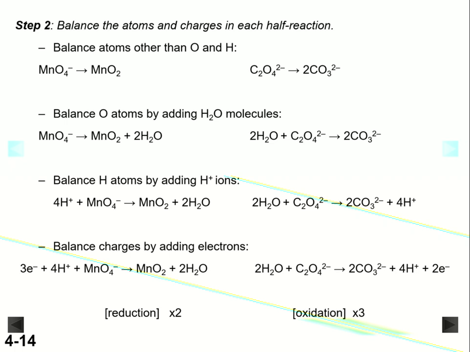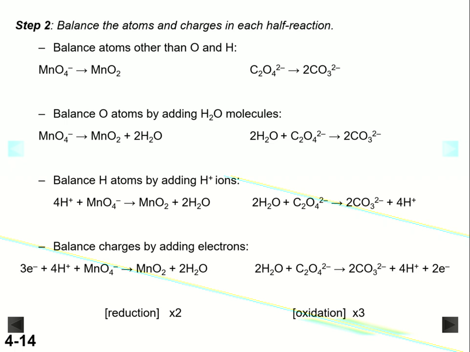Now we need to balance the hydrogen atoms by adding protons. We can do that, and for the first reaction, we have to add 4 protons to the reactant side. For the second one, we need to add 4 protons to the product side. That's just how it worked out, because each one has 2 water molecules.